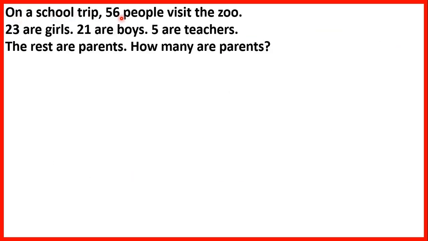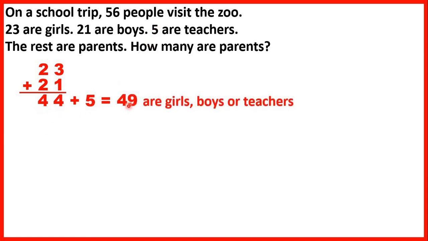On a school trip, 56 people visit the zoo. 23 are girls, 21 are boys, 5 are teachers. The rest are parents. How many are parents? So first, let's find the total number of girls and boys on the trip. So 23 plus 21 is 44. So that's 44 children, and we also have 5 teachers, and 44 plus 5 is 49.